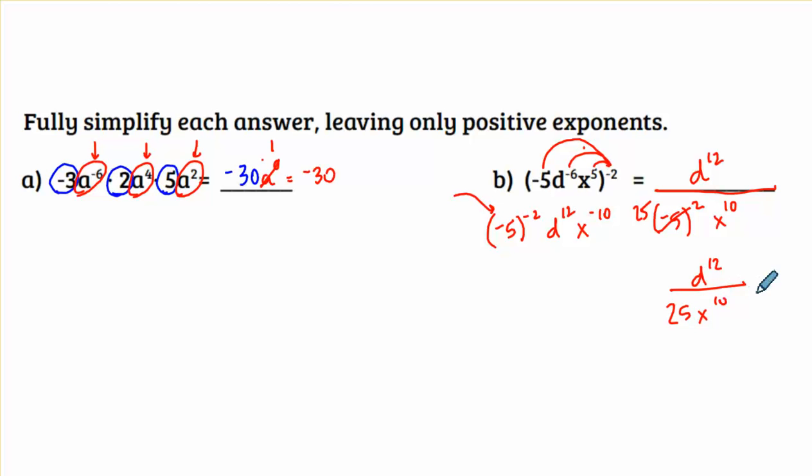25x to the 10th. Please don't forget to write that code word that I shared with you about halfway through the video on your correction sheet in order to get full credit.